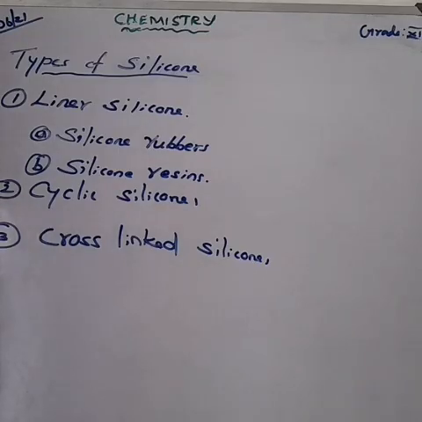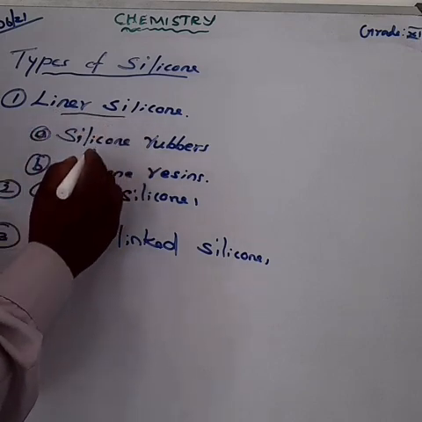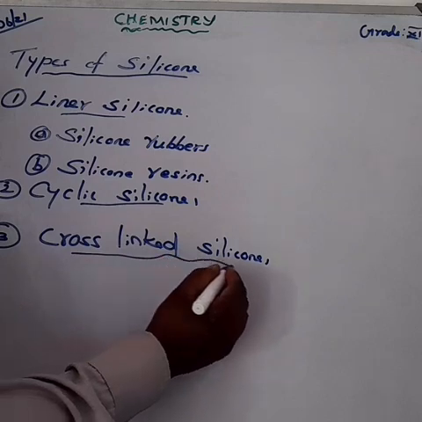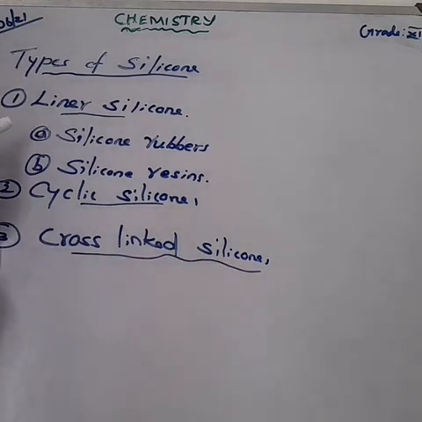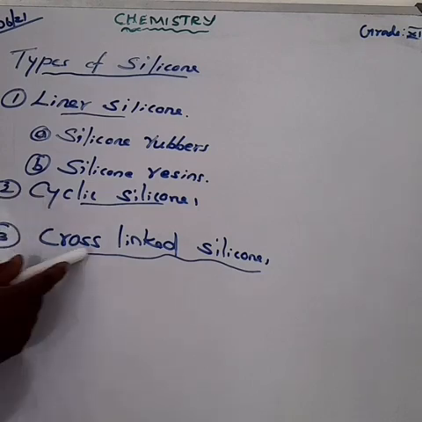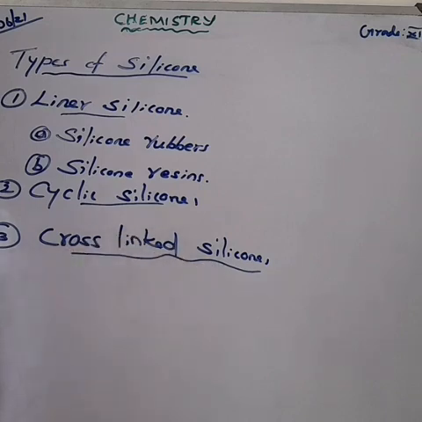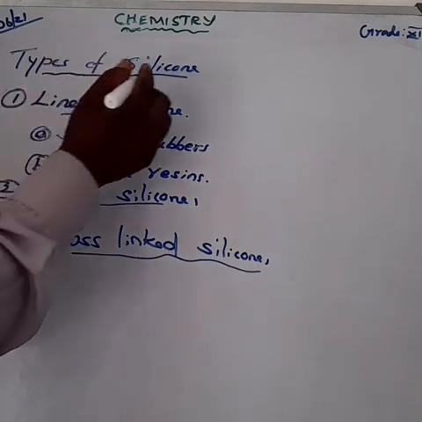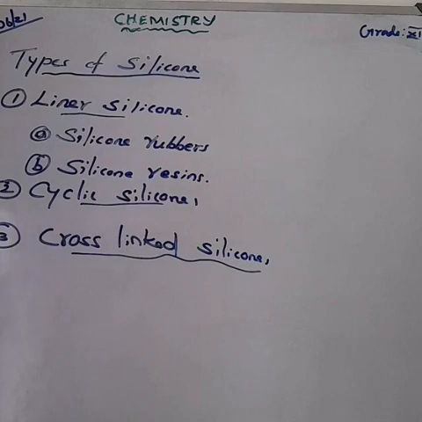The types of silicones can be classified into three types: linear silicones, cyclic silicones, and cross-linked silicones. Before that, we will discuss what silicones are. Silicones were already discussed previously, yesterday we discussed that.